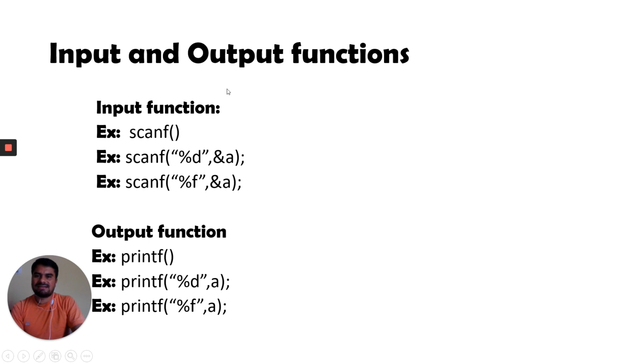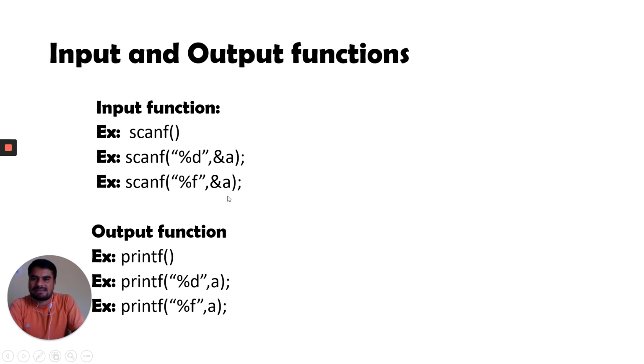Similarly, scanf, percentage f, double quote, comma, address of A, and semicolon. Here you can see the format specifier. In the first case we are going to input an integer, and in this case we are going to input a decimal point number. Since it accepts the number, it's going to store it in a variable called A. The address operator generates the address, and the value has been stored.